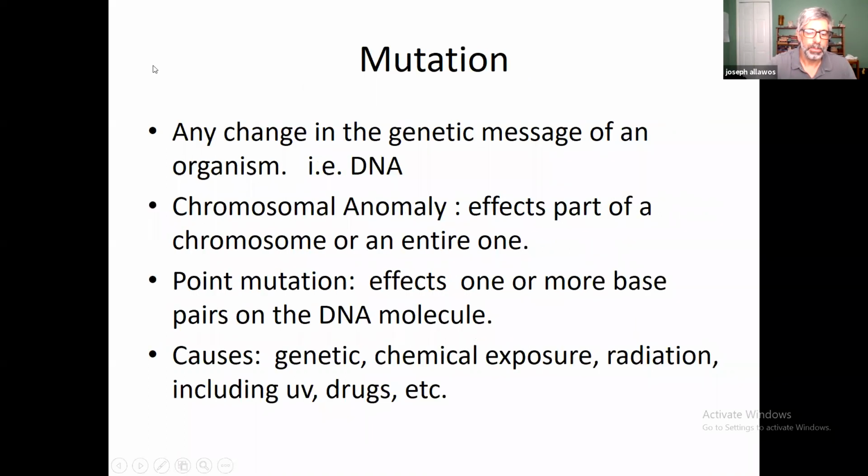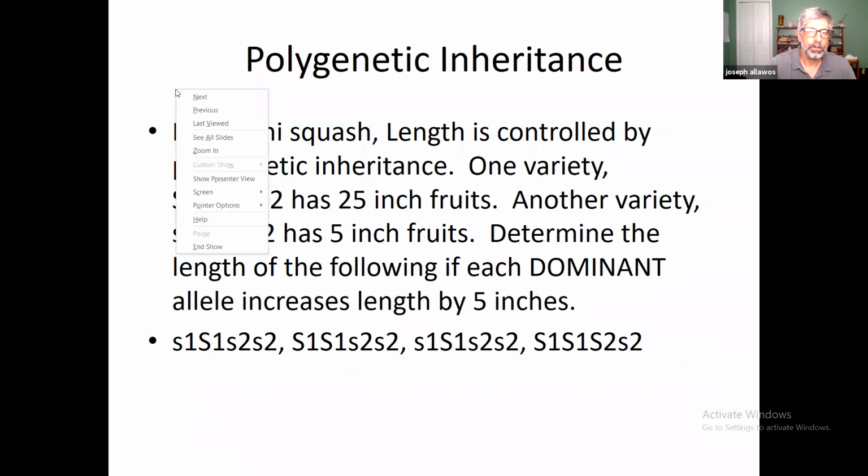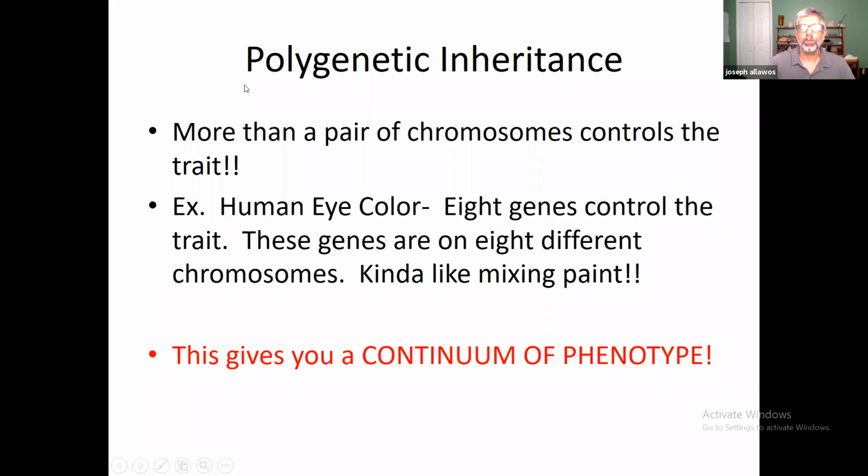Let me actually go back one slide. Okay, so what is polygenetic inheritance? As we talked about before, it's where you have more than one pair of chromosomes that are controlling the trait. So far, we've seen straight monohybrid and dihybrid crosses, where you have a pair of chromosomes controlling the trait. And then we saw multiple alleles, where you still had a pair of chromosomes controlling the trait, but more than a pair of alleles, each individual only getting 2 of those.